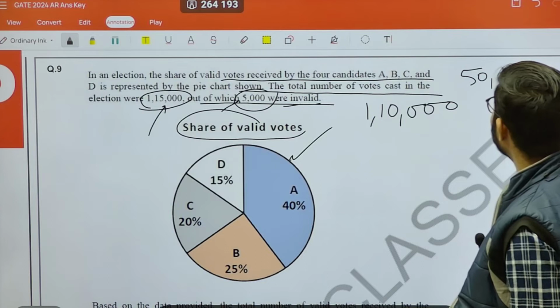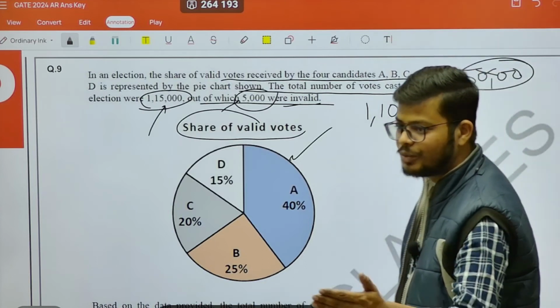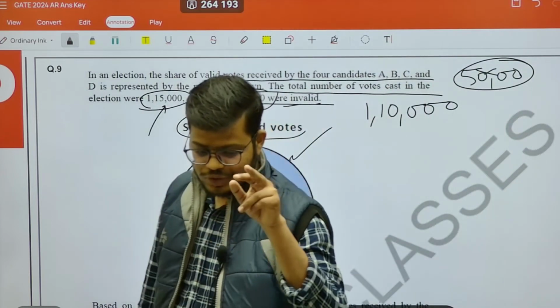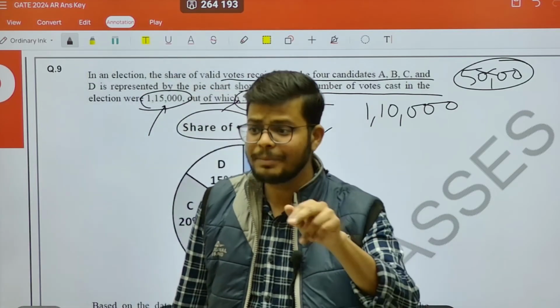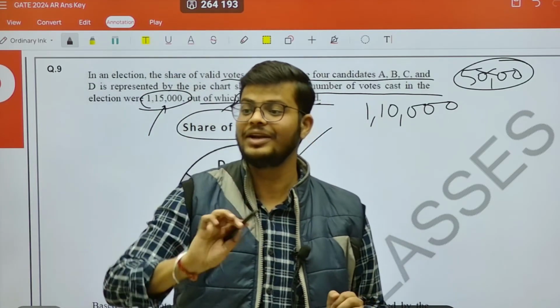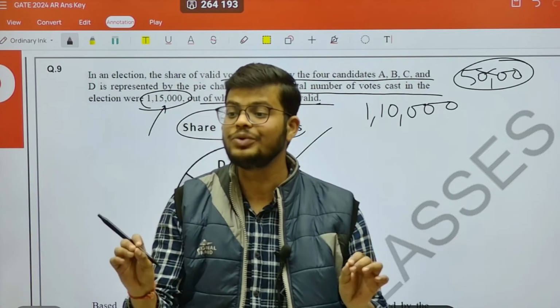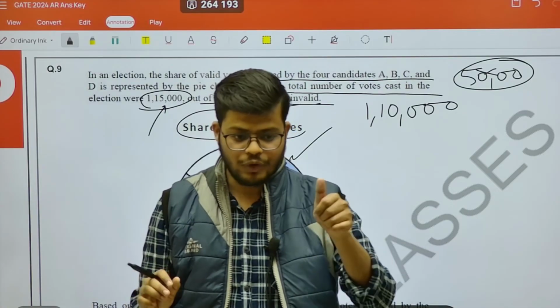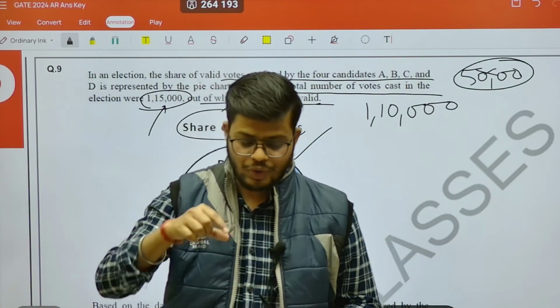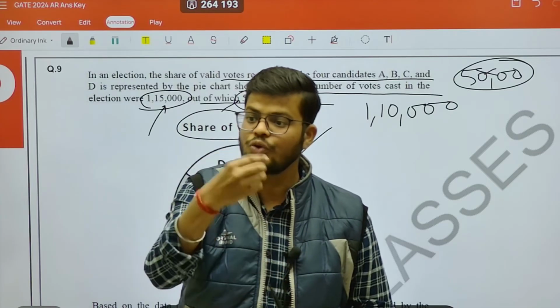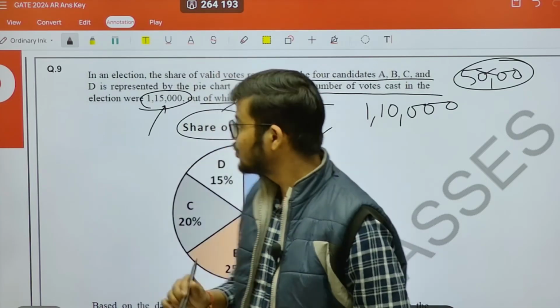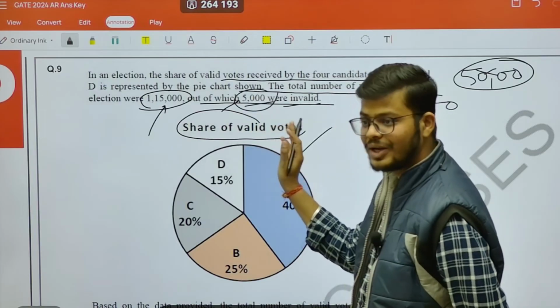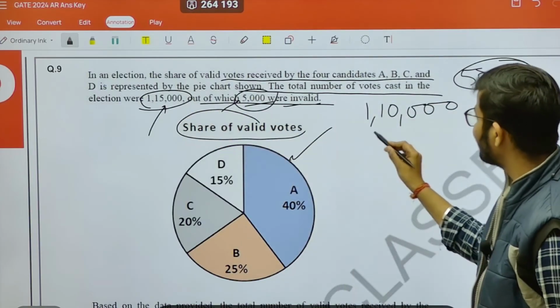Now what are invalid votes? Suppose you are going to a polling booth to vote by ballot paper and you mark 2 options at a time, so your vote will not be counted, it will be an invalid vote. Or if you are voting through an EVM and you press 2 buttons at a time, your vote will be invalid and will not be counted. So in this election 5,000 votes were invalid, that means total valid votes were 1,10,000.